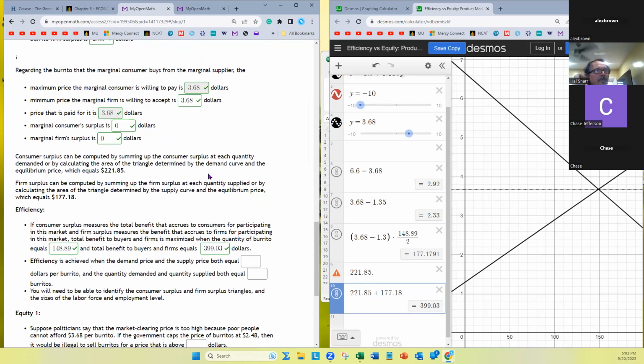Oh man, those green check marks are awesome. Efficiency is achieved when the demand price and the supply price both equal what? Well, that's your market price.